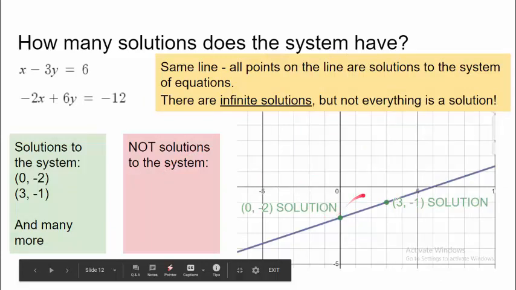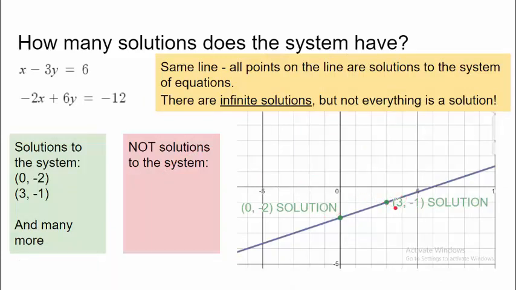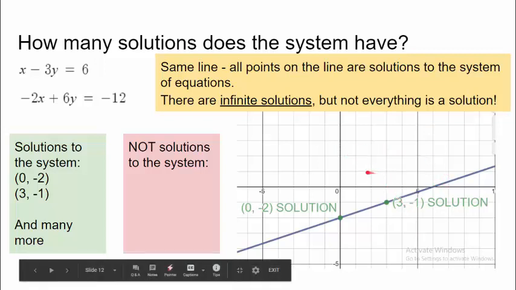That's a solution. That's a solution, 3, negative 1. 6, 0 would also be a solution. Whatever this point is right here that I can't really tell, that's a solution. But not everything is a solution because only the points on the line are solutions. So anything over here is not a solution, and anything down here is not a solution. Try to think of a point that's not a solution.